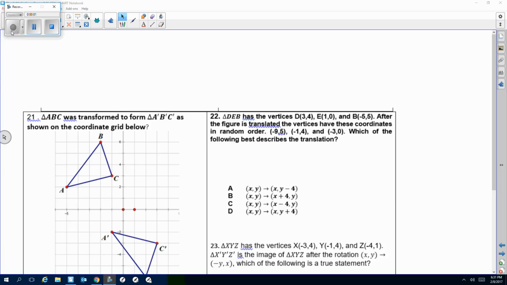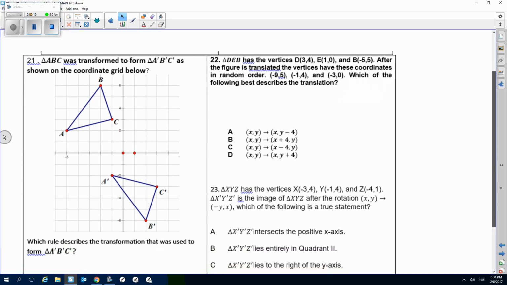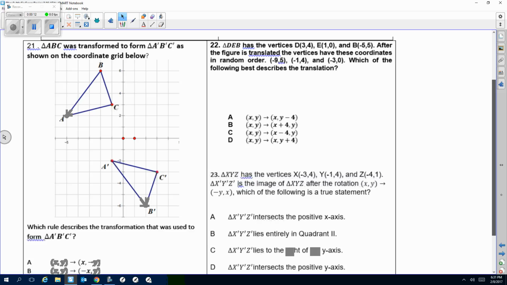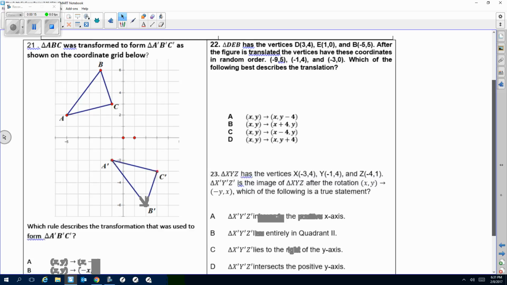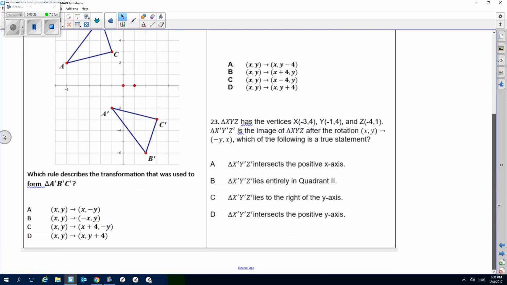Okay, for the last set, we are going to have to do some problem solving. So you got to be open-minded and trying to check and work it different ways, multiple steps. On here it says triangle ABC was transformed to form triangle A prime B prime C prime as shown in the coordinate grid below. Which rule describes the transformation that was used for the image A prime B prime C prime? So which one of these would create the triangle?